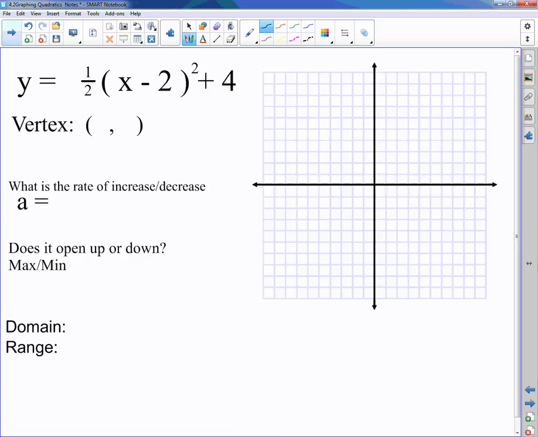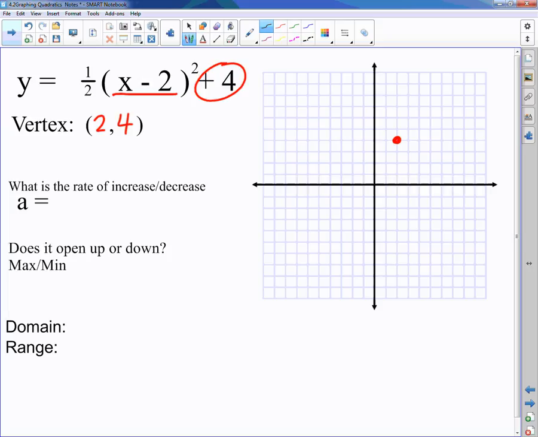All right, I'm going to try this one again. I just got to find the vertex. The number inside by the x is the x value of the vertex. If it's inside, it's opposite, so we've got a 2 here. This is the y value of the vertex, so that's where we're going to start. We go right 2, up 4, plot a point for our vertex.